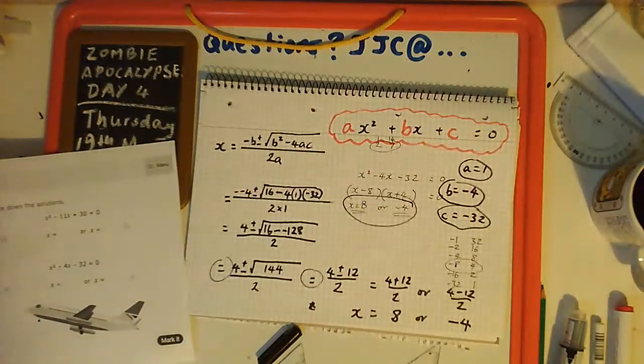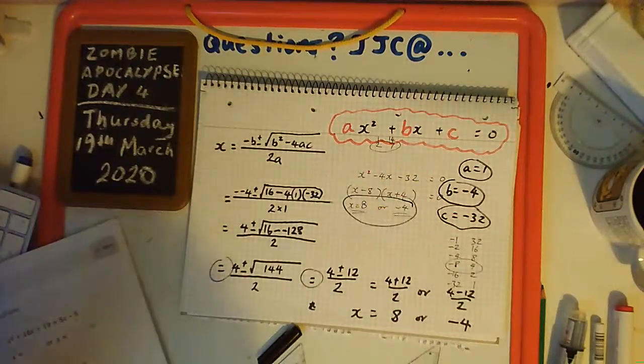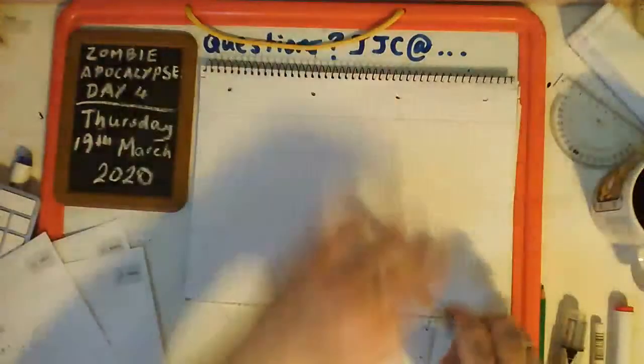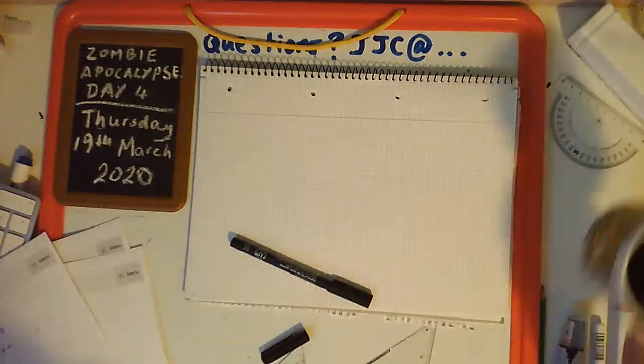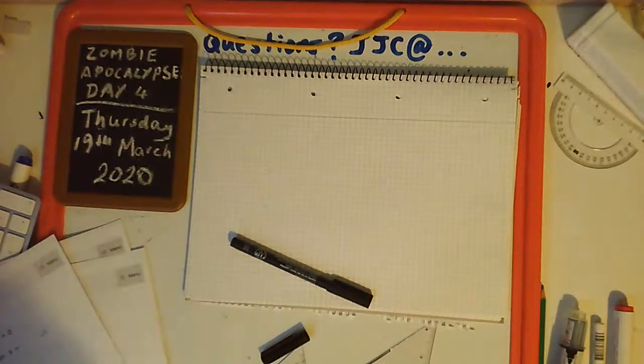Okay, where are we now? So we're at 1224. I think that's probably all I want to say on quadratic equations for today. I'm going to take a sip of my coffee, see if any emails come in, and then we'll do some simultaneous equations.